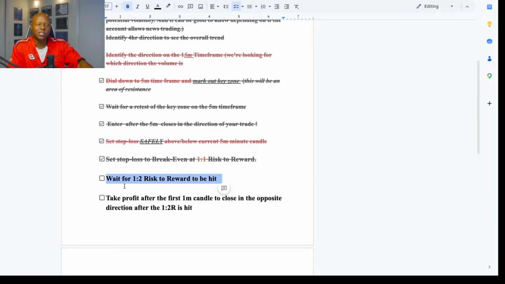And this part is a little subjective because you want to wait for whatever your psychological targets are in the markets or whatever you choose. But typically, my trades on average go for about a 1 to 2.5 R. That's the average risk to reward. So that's why I have it say wait for the 1 or 2 risk to reward, right?